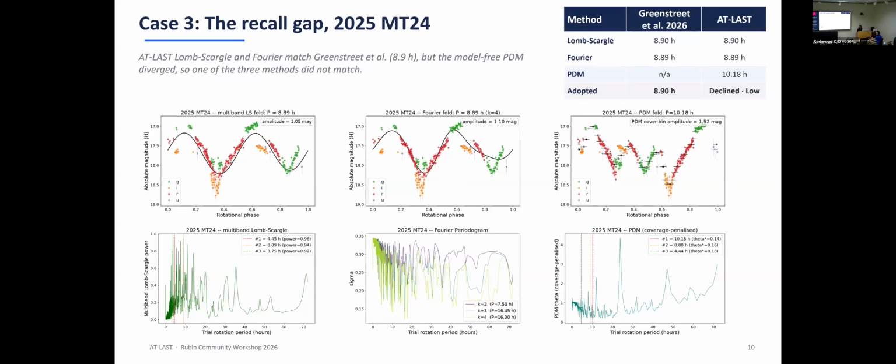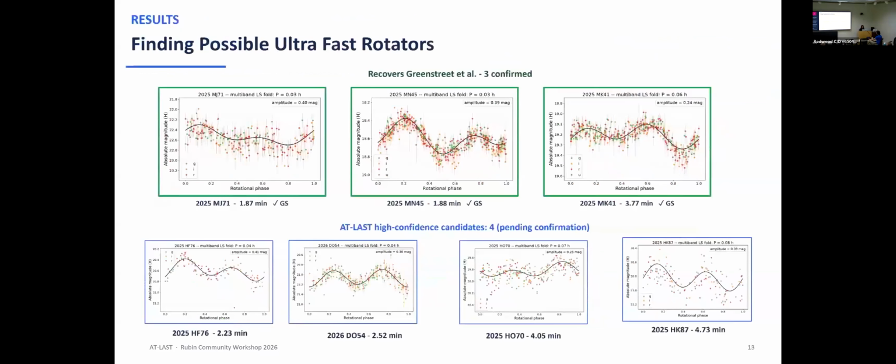Thank you. This is really impressive. So I've got a million questions, but I'll try to narrow it down to 2. One, do you get the same results as Greenstreet et al. for the fastest moving objects, like for these 100-second ultra-fast rotators that they found? Yeah, for the three really fast rotators, I was able to get the exact same rotation period.